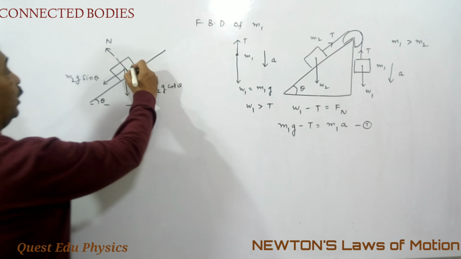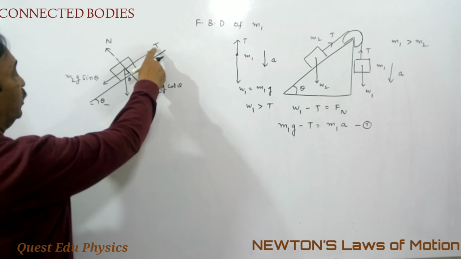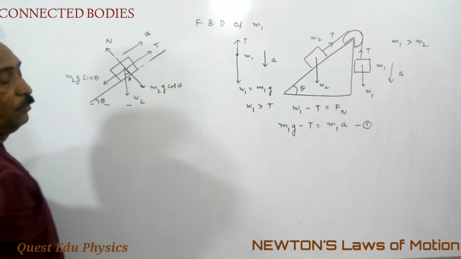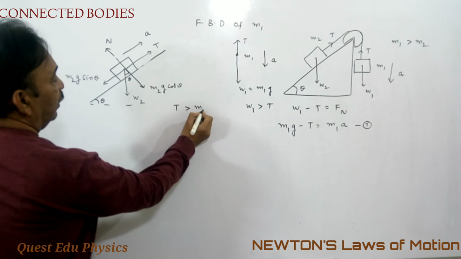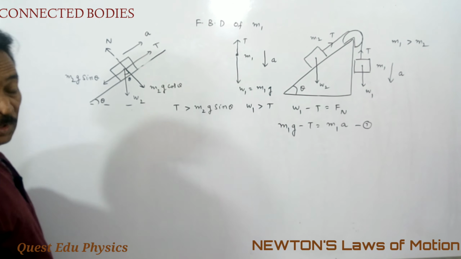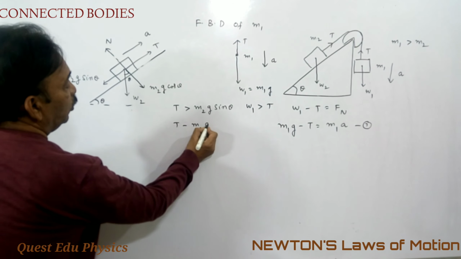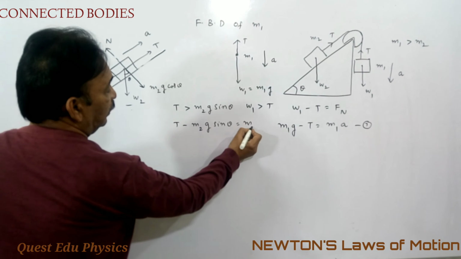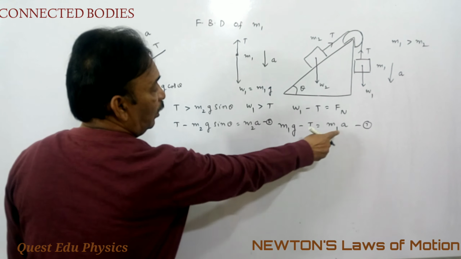Okay. Let's see. It is the tension in the string. Here in this case, tension is making the body move up. It is moving in this way. Okay. And we can write T is greater than M2G sin theta. Okay, students. Then T minus M2G sin theta is equal to net force, that is equal to M2A. Let's say it is 2. We have 1 and 2.